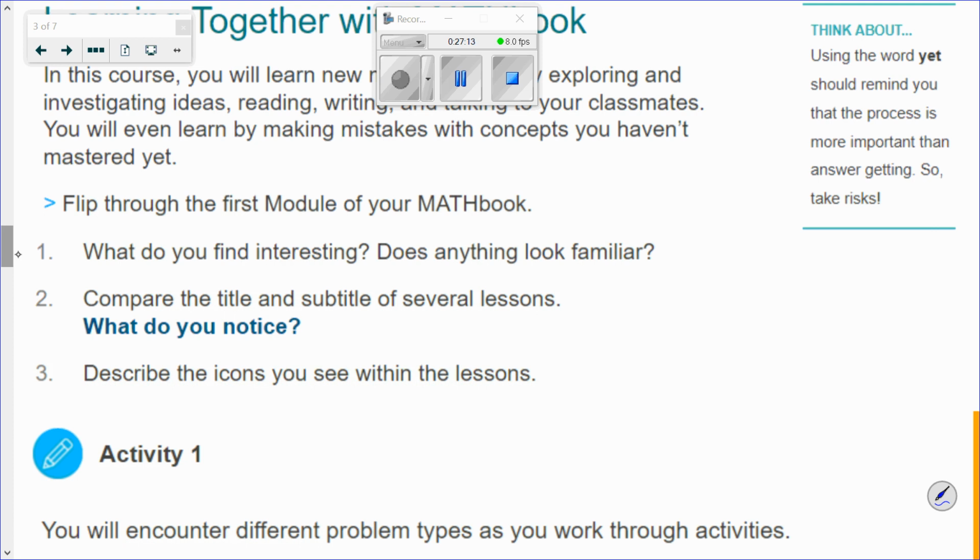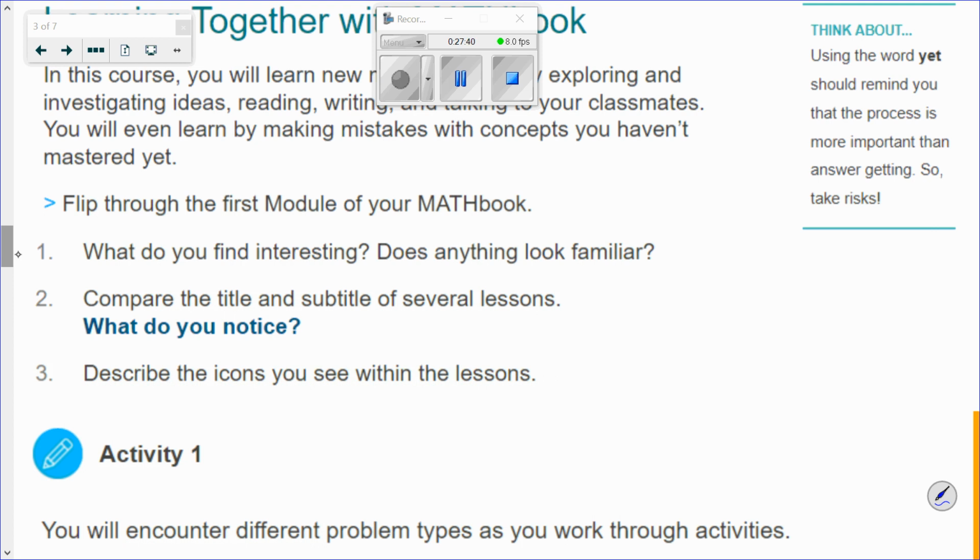I had a student last class. You see how there's 2 questions here? What do you find interesting? Does anything look familiar? His response was tremendous. He wrote no. I'm like, dude, there's 2 questions. How can you write no to answer 2 questions? What do you find interesting? No. So you find the word no interesting. Okay? Guys, put some thought into this.